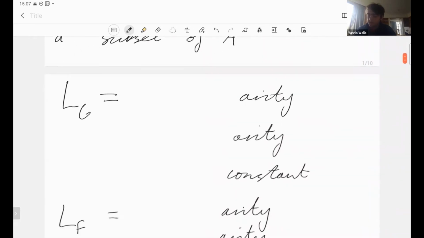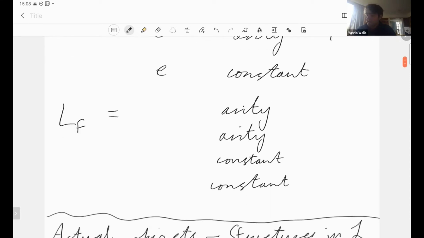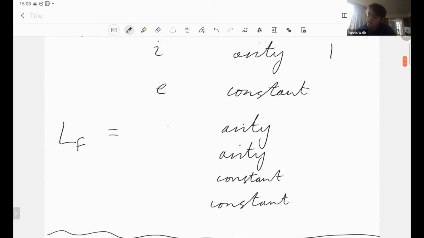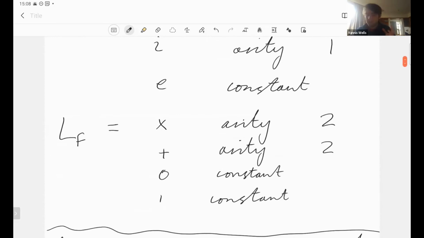As an example, we have the language of groups, which has the symbol m, of arity 2, which when we are talking about specific groups, we interpret as multiplication. I, which is a function symbol, again of arity 1 this time, and e, which is a constant symbol. And then similarly, we have the language of fields, which has multiplication, addition, a 0, and a 1, where multiplication and addition have arity 2 and 0 and 1 are constant symbols. Hopefully everyone is on board with this, and this is understandable.